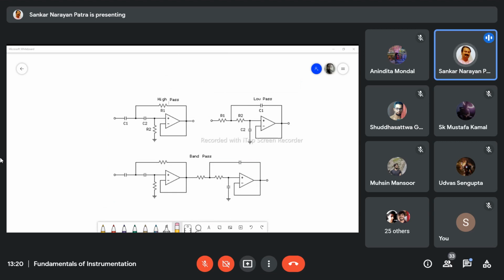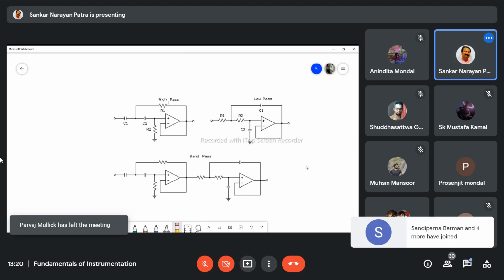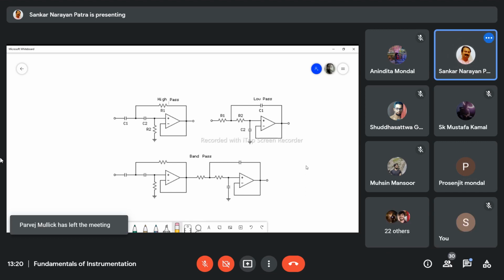Look over the circuit. Can you see a high pass filter?